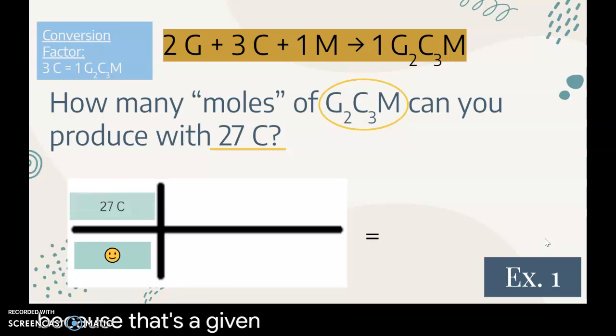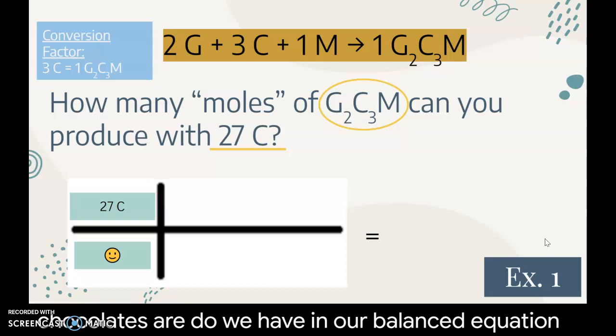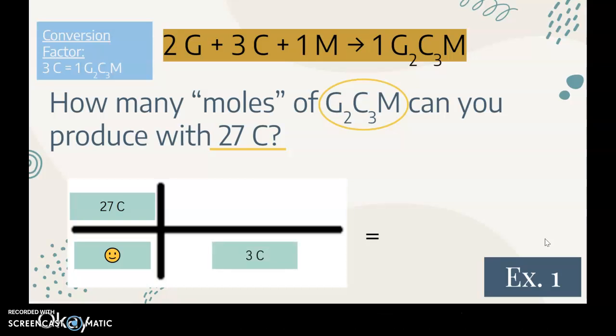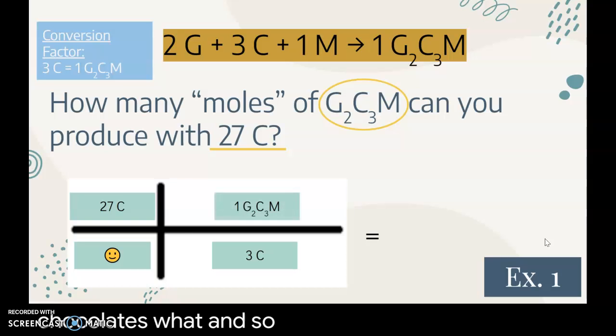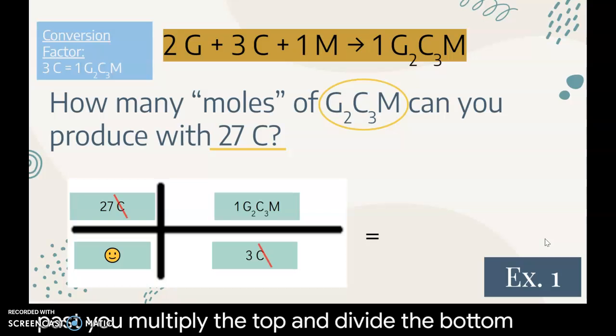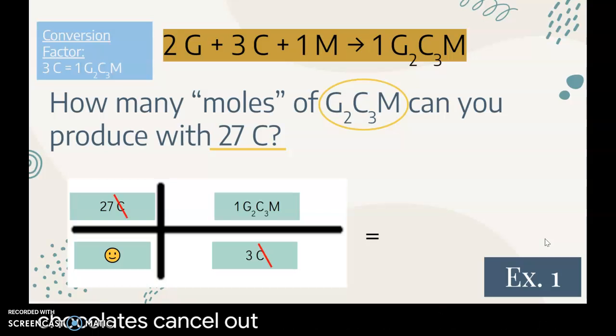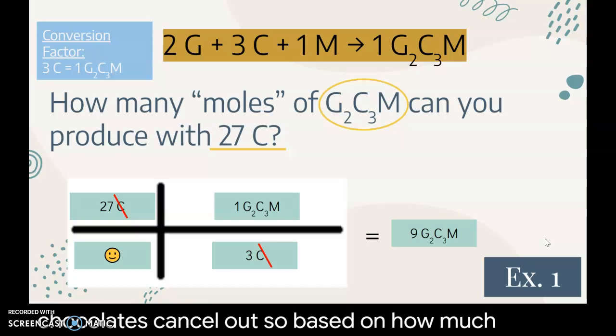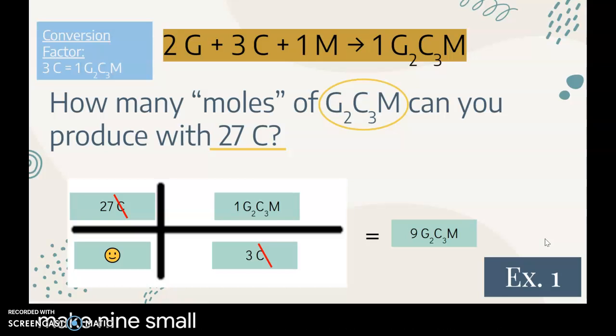Chocolate, yep, because that's our given. So you're going to start out with 27 C. And then which unit do you think we should have on the bottom here? Chocolate. Good job. And how many chocolates do we have in our balanced equation? 3. And how many s'mores can we make if we had 3 chocolates? 1. And so just like we've done in the past, you multiply the top and divide the bottom. Our chocolates cancel out. So based on how much chocolate we have, we have enough chocolate to make 9 s'mores.